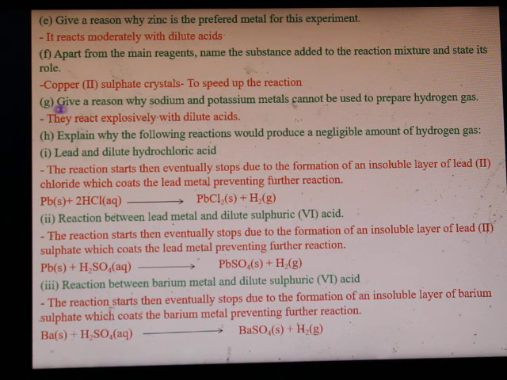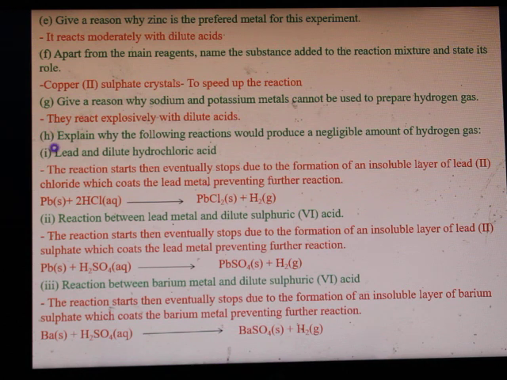Question G. Give a reason why sodium and potassium metals cannot be used to prepare hydrogen gas. When you use potassium or sodium, they are very highly reactive metals, so they react explosively with dilute acids, and that can cause an accident.